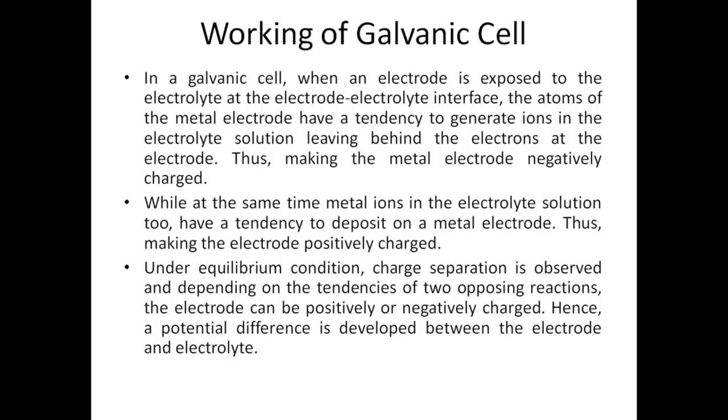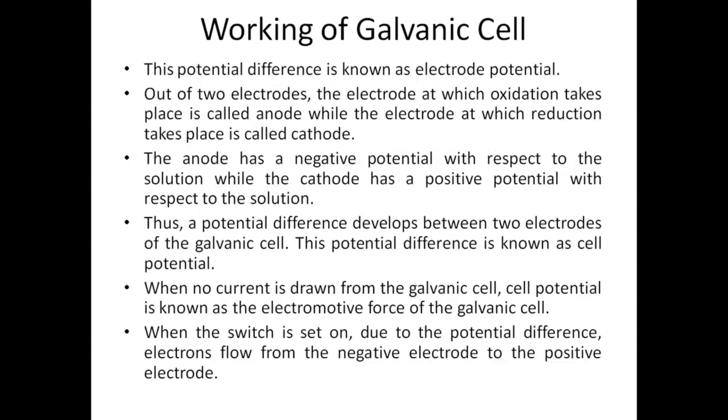Okay, so we can see that whenever a metal electrode is dipped in the electrolyte, where the electrolyte and electrode interface with each other, an opposing reaction takes place. From the metal, ions want to go into the electrolyte, and from the electrolyte, they want to go into the metal. So these are two opposite reactions taking place. Depending upon which reaction is more powerful, an equilibrium condition is obtained, and the electrode might become positively or negatively charged. So we can say that a potential difference is developed between the electrode and the electrolyte. This potential that is developed is called electrode potential.